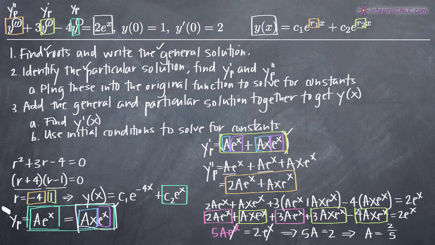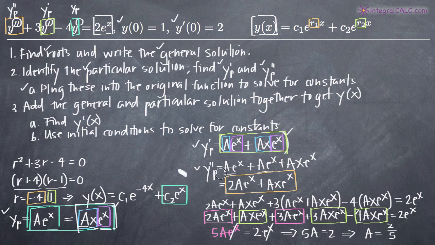So notice here, if we revisit our steps, we identified the particular solution. We found that here as y sub p. Then we found y prime of p and y double prime of p. We got those here and here. Now we plugged those into the original function and we solved for constants. We found that a was equal to 2/5. Now notice that in step 3, we need to add the general and particular solution together to get y of x, and then we're going to find the first derivative of y of x so that we can use our initial conditions, y of 0 up here and y prime of 0, to find c sub 1 and c sub 2.